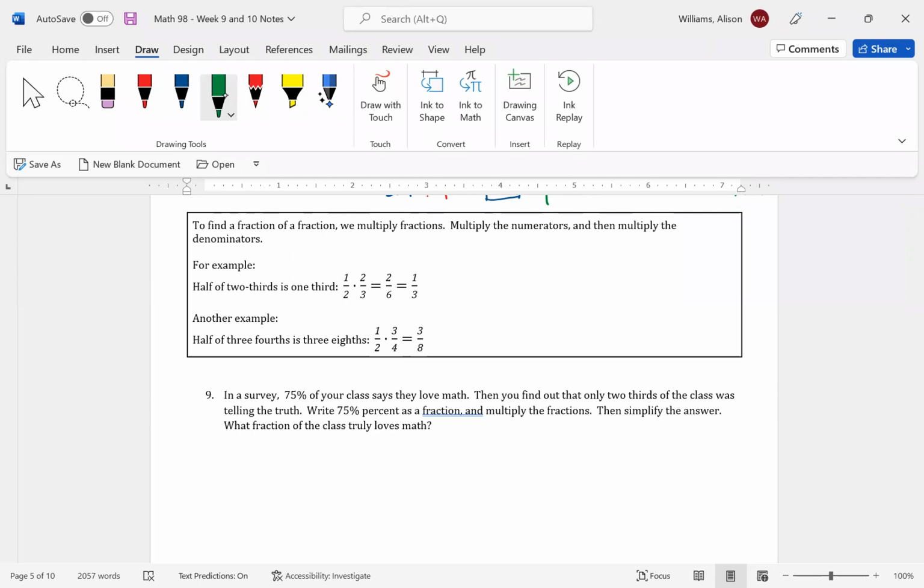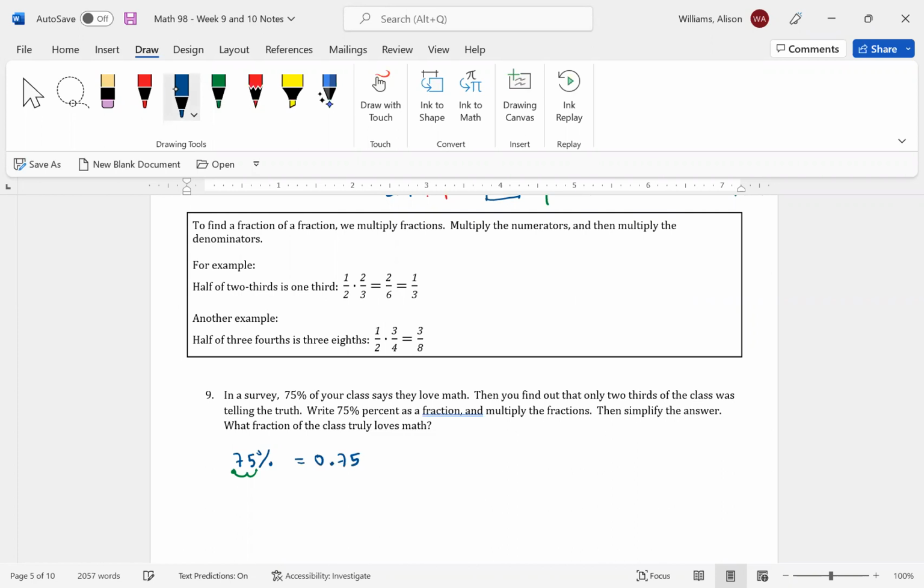Okay, so first thing they ask us to do is to write 75% as a fraction. There's a couple ways to approach this. I could change this into a decimal, which means I would move the decimal place 2 places, and that would be 0.75.